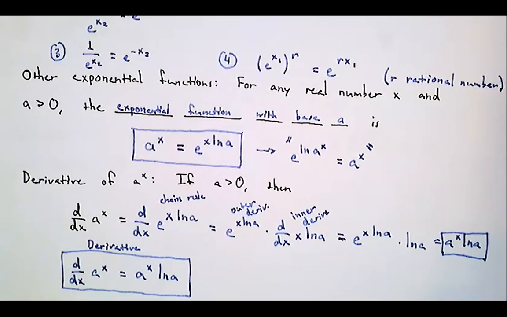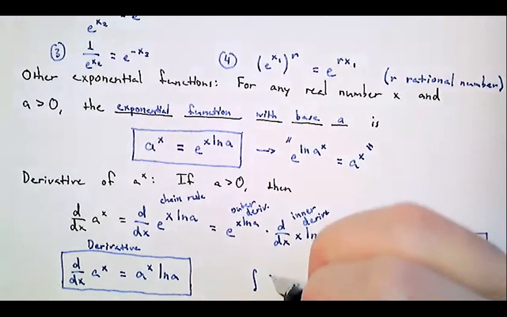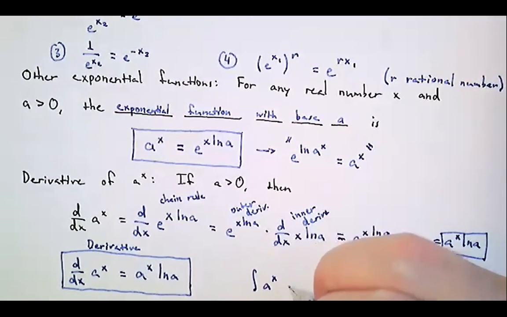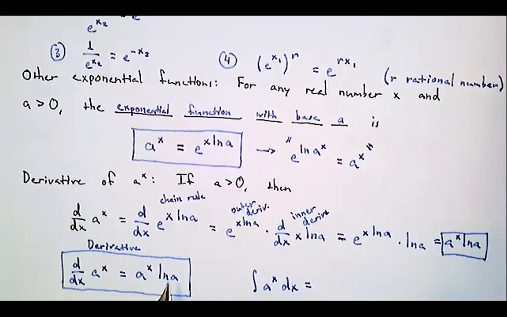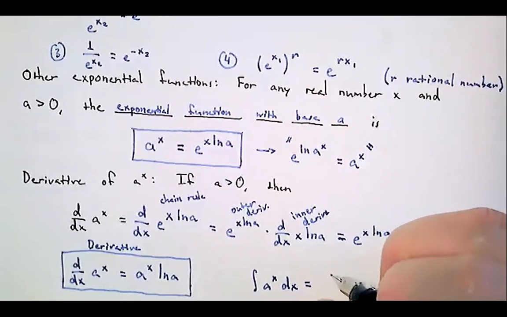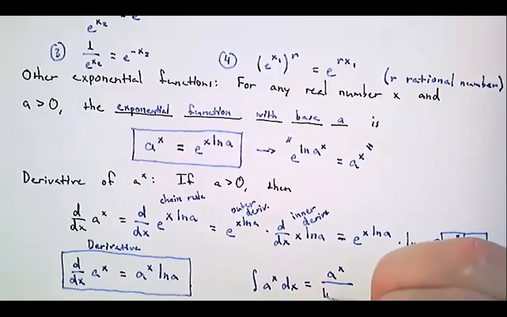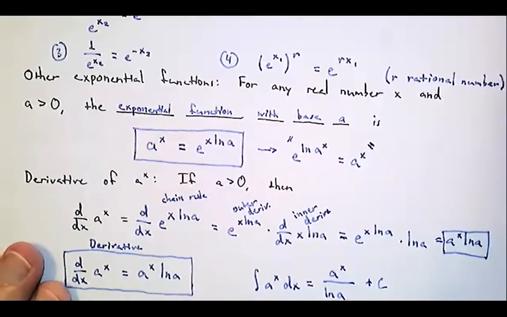Okay, and once we know the derivative, we also know the integral because it's just the opposite. So the integral of a to the x dx should be equal to a to the x, and then instead of multiplying by the natural log of a, we'll actually divide. And we always have to add a constant. So put a plus c on the end.